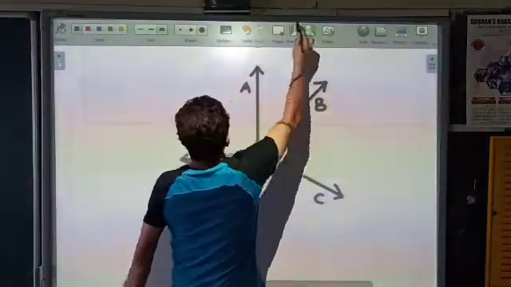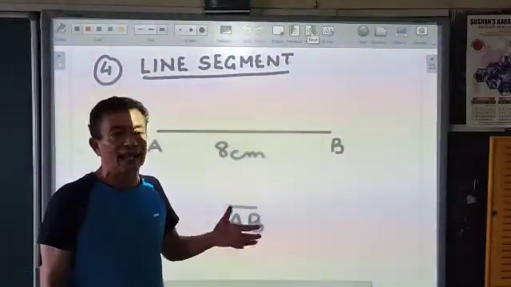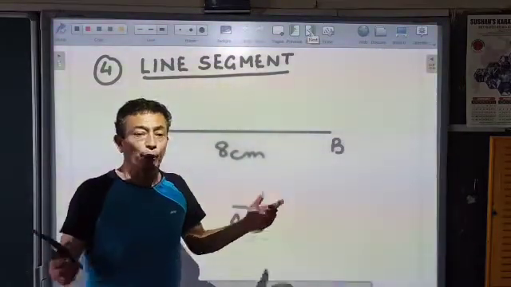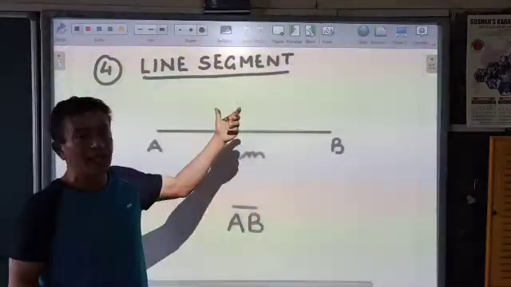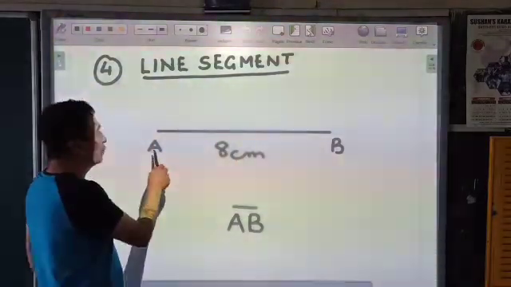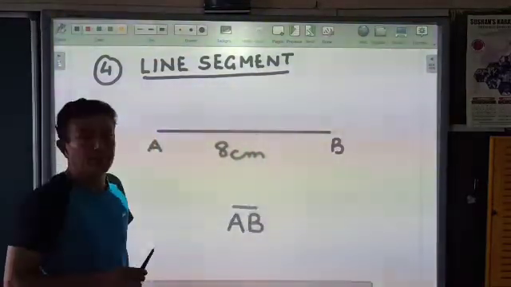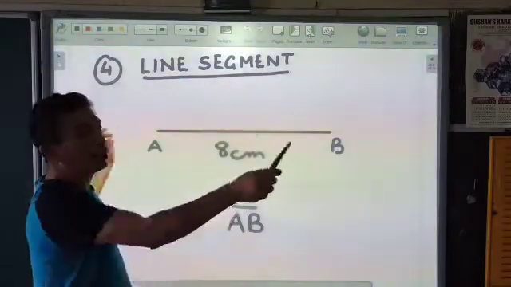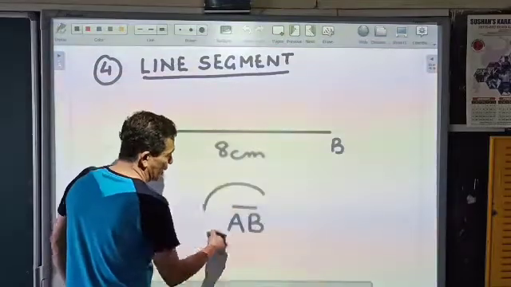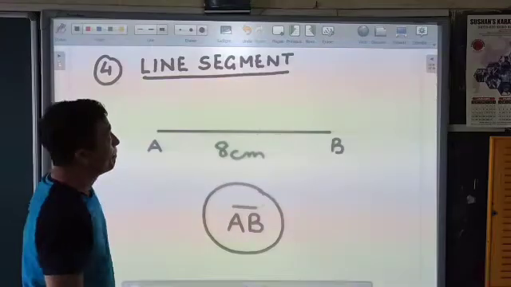Moving on, line segment. Now what is a line segment? What is the difference between a line and a line segment? A line can be extended on both the sides, whereas a line segment has a fixed measurement between the 2 points. For example, over here, from point A to point B, the line is 8 centimeters. So this line cannot be extended any further. We name it as AB with a line on top of it.